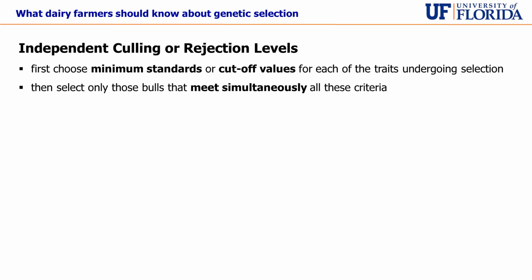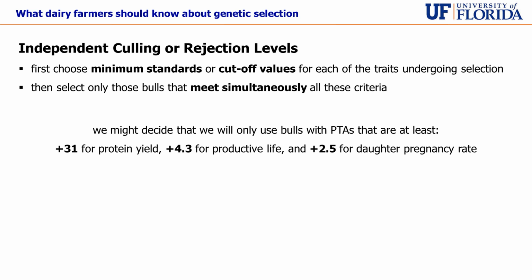I will start by describing what we call independent culling or rejection levels. Here the idea is to first choose minimum standards, or cutoff values, for each of the traits under selection, and then we select only bulls that meet all these criteria simultaneously. For example, let's say that we want to select simultaneously for protein yield, productive life, and daughter pregnancy rate. And I decide that these are the 3 cutoff values that I will use: plus 31, plus 4.3, plus 2.5. So what I will do is use only bulls that have PTA values that are simultaneously above these 3 minimum standards or cutoff values.